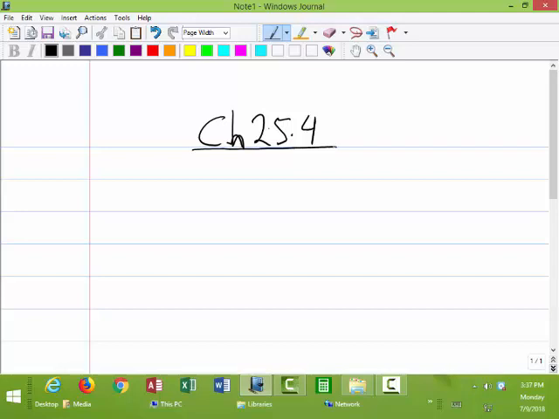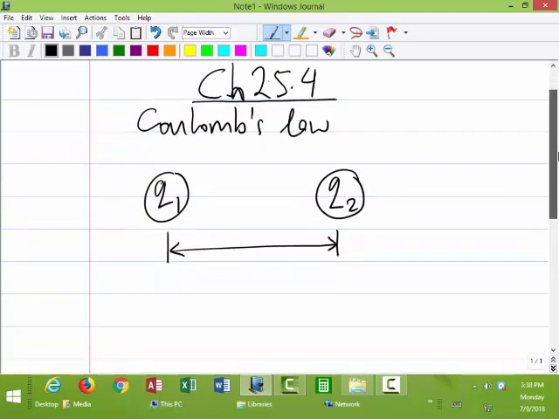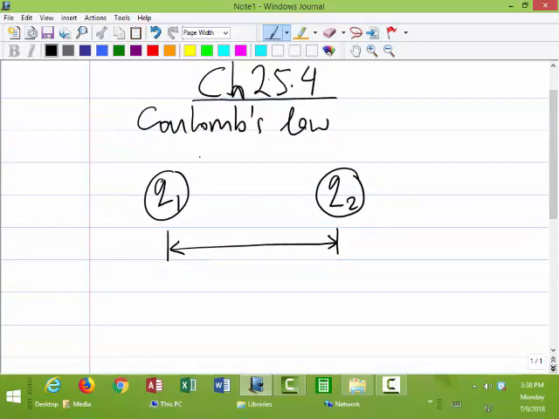This is the chapter on Coulomb's law. Coulomb's law explains the forces between charges. Let's start off with two point charges, Q1 and Q2. These point charges are separated by a distance r between them. And according to Newton's third law, suppose this charge is positive, and this is also a positive charge. The two charges repel each other.